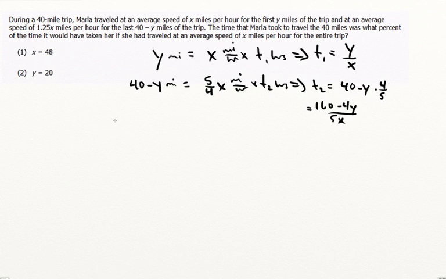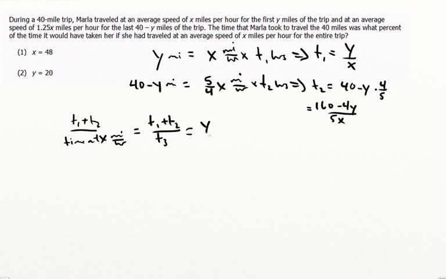Let's think about what the question's actually asking. So the time that Marla took to travel the 40 miles was what percent of the time it would have taken her if she had traveled at an average speed of x miles per hour for the entire trip. So basically we're looking at t1 plus t2 over the time at x miles. So I'll just say that that's t1 plus t2 over t3. And that should give me something like y over x plus 160 minus 4y over 5x, and then divide that all by t3.